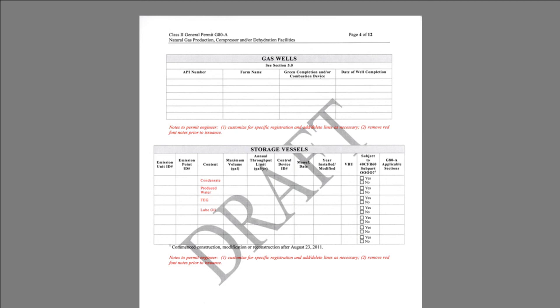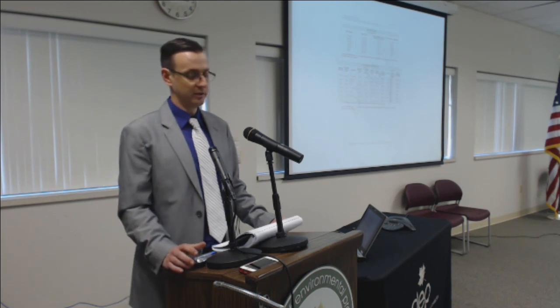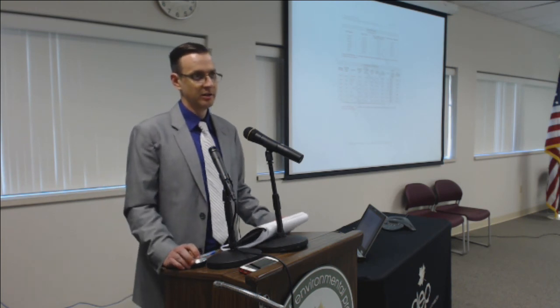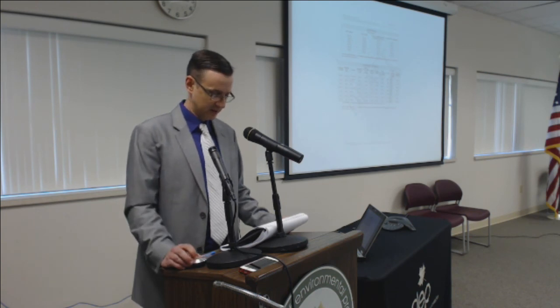But we would indicate what the API number of the well is, the farm name, whether or not it's green completion and combustion device, and the date that the well was completed. Some of these things aren't going to apply in every particular situation. I mean, if you got a compressor station, no wells, you're not going to have anything in that table. And Section 5 is not going to be checked in the applicability table. So you can just bypass that.